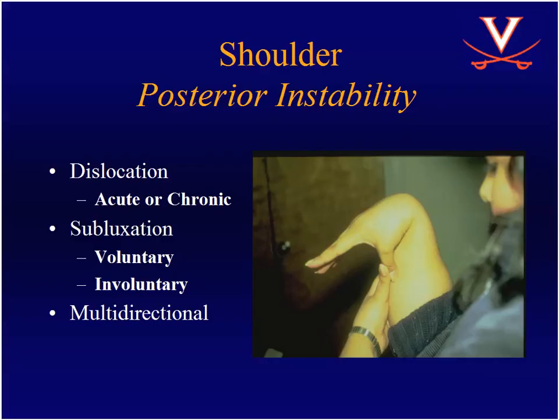Let's talk about posterior instability now. Less common than anterior instability, but more commonly missed. This can either be acute or chronic, voluntary or involuntary, and often has a multidirectional component, such as this patient with hypermobility of their joints. When you have patients with hypermobility of the joints in the AMBRI category, more often than not, you need to address the capsule and do an aggressive volume-reducing procedure.